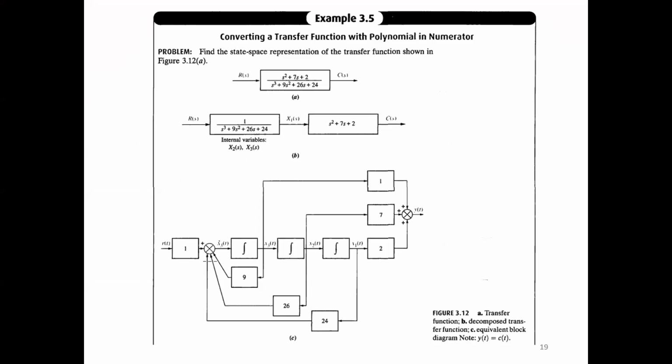Okay, so here, do you know how to solve this one? Say, converting a transfer function with a polynomial in the numerator. In this case, you have to transfer this transfer function into the state space representation. For doing so, you have to move on like this.